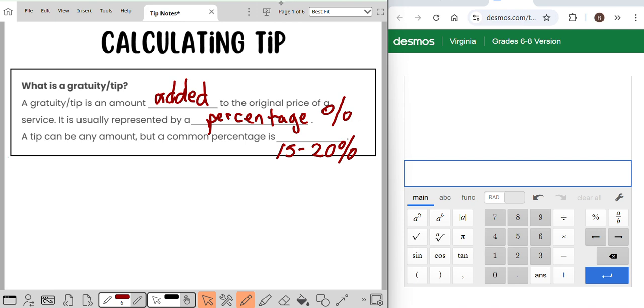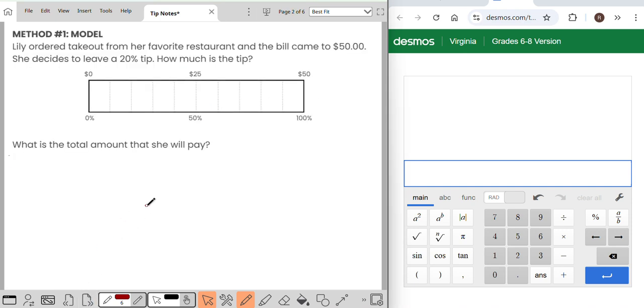All right. We have 4 methods for calculating tip or gratuity, and we're going to show you all 4. So let's go ahead and start with the first method. The first method is the model method.